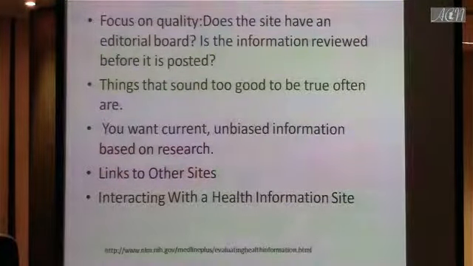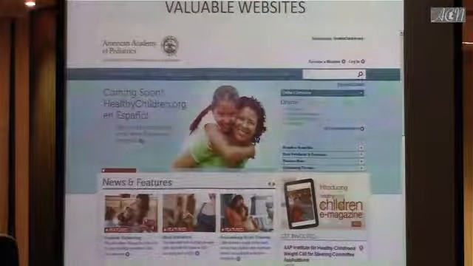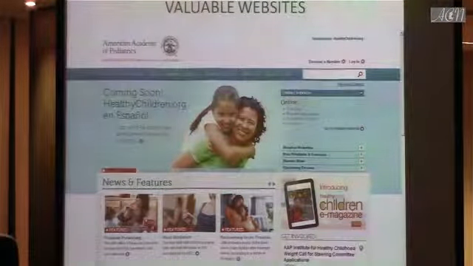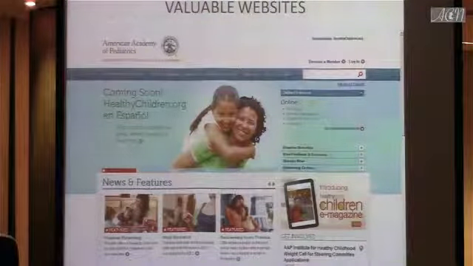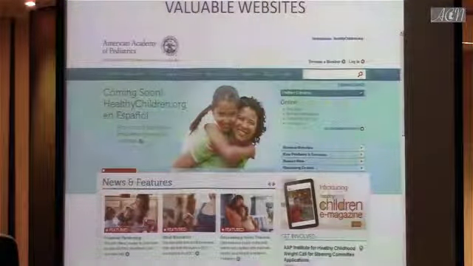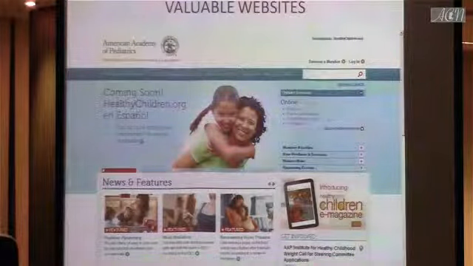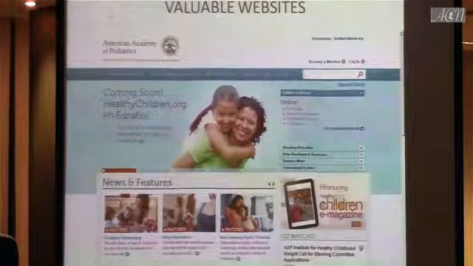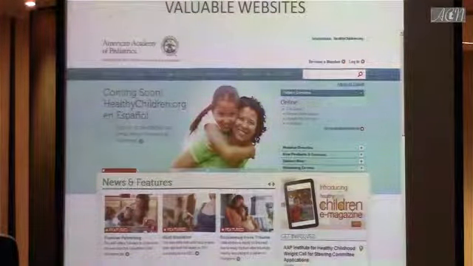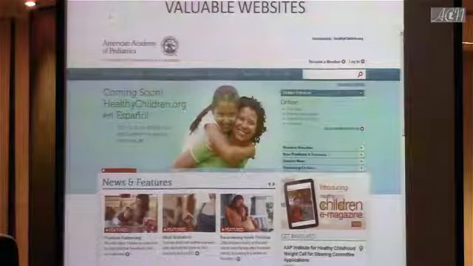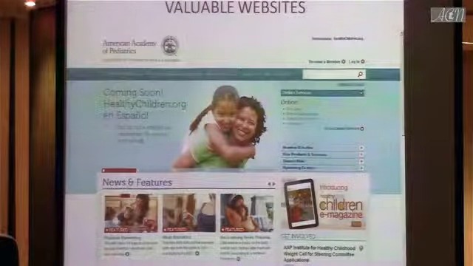And also, how do they interact with the other health information site? Now, having said that, I'm going to go through a few websites that I'm going to point out. I use them all the time, and I really think a lot of us should know these websites, and I will highlight the most important things in them.